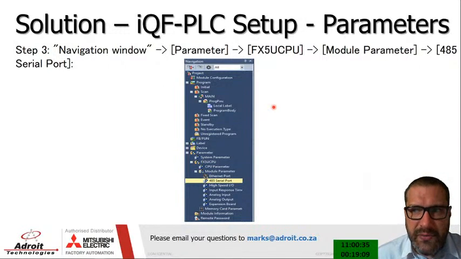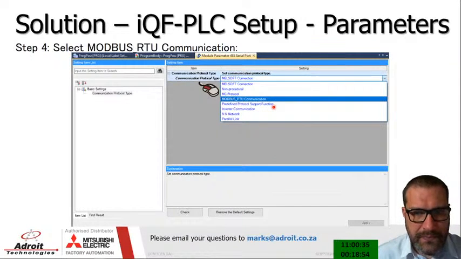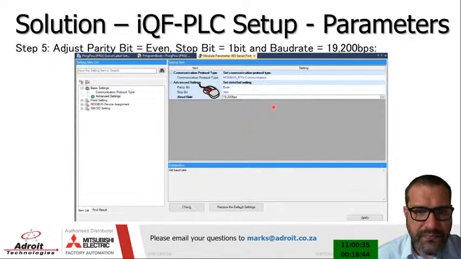So first thing, like I said, we set up the parameters. So we're going to go and set up the RS485 serial port parameters. So you go navigation window, parameters, FX5U CPU, module parameter, and then you go to 485 serial port. Okay. Once you've done this, you're going to use your mouse like I show over there, and you're going to click on the communication protocol type, and you're going to select Modbus RTU communication.